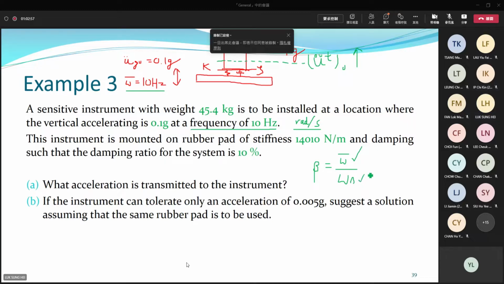Omega n, we call that natural frequency. Natural frequency depends on K, depends on mass. We have mass, we have K, so you can calculate omega n yourself. So beta is something that you can calculate. If you know beta, if you know damping ratio, you can calculate TR. If you know TR, then the problem is solved because we noticed that the total acceleration amplitude over the ground acceleration amplitude is equal to TR. So just rearrange the equation a little bit, then you can get the u double dot T easily.